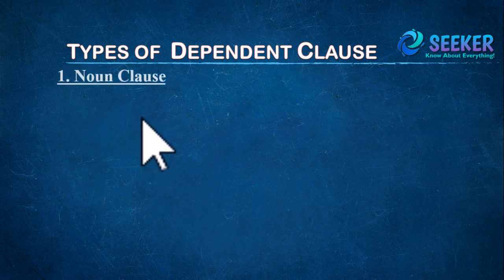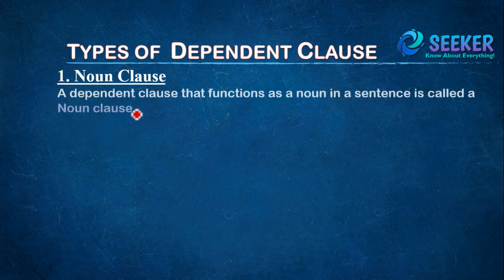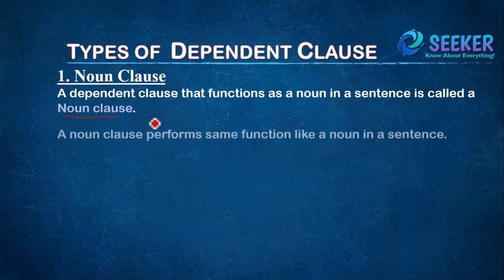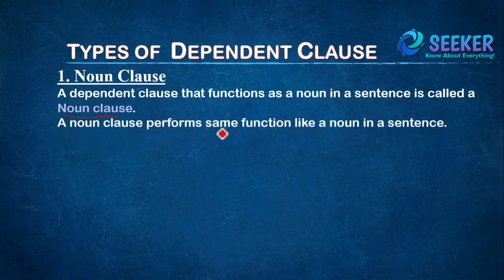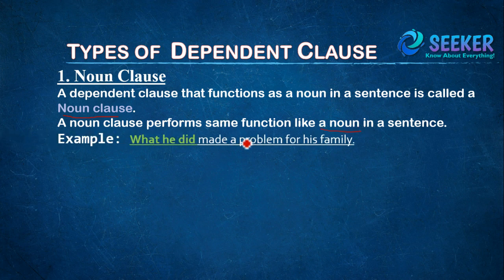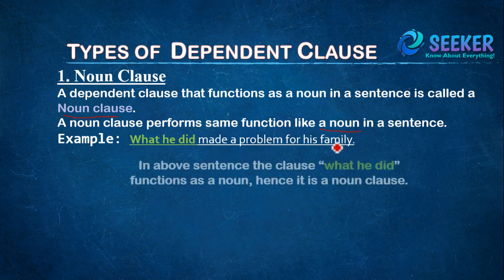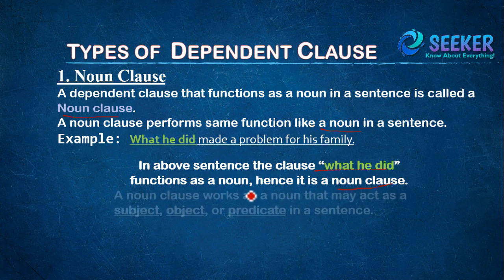What is a noun clause? A dependent clause that functions as a noun in a sentence is called a noun clause. A noun clause performs the same function like a noun in a sentence. For example, what he did made a problem for his family. In the above sentence, the clause what he did functions as a noun. Hence, it is called a noun clause.